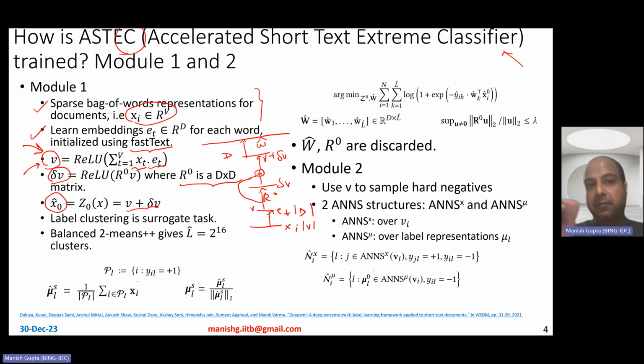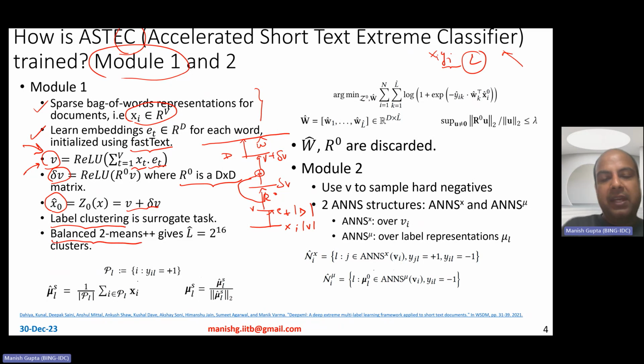To train some surrogate task. Now, what surrogate task is the question? So in Astec, module 1 basically uses label clustering as a surrogate task. So you have your original data xi, yi, and remember, yi was basically in the label space of capital L, which is millions of labels. So what you do is, if you now remember the parable video, you basically use the balanced k-means where k is set to 2.